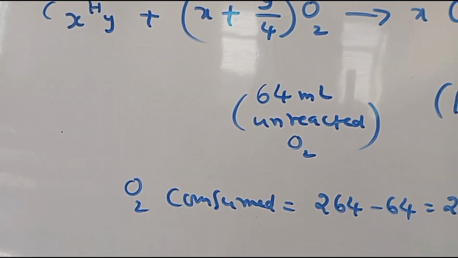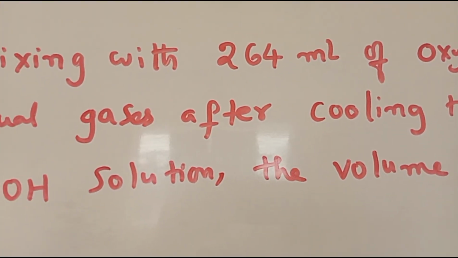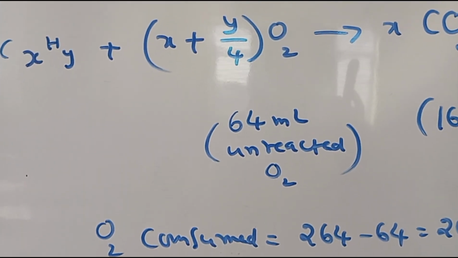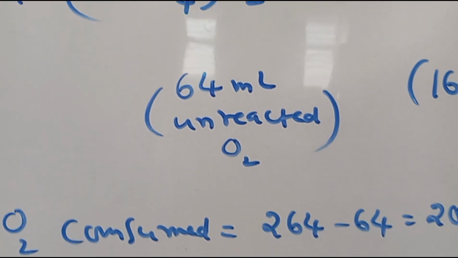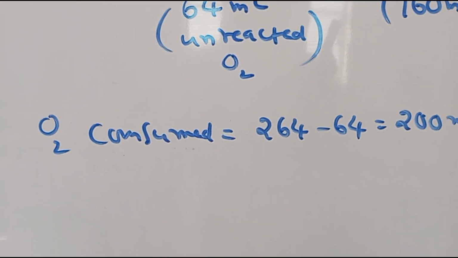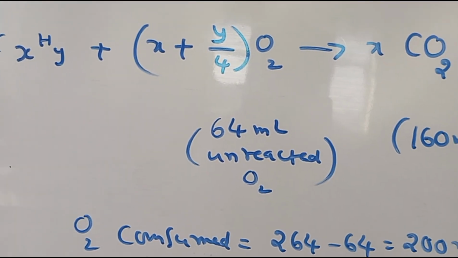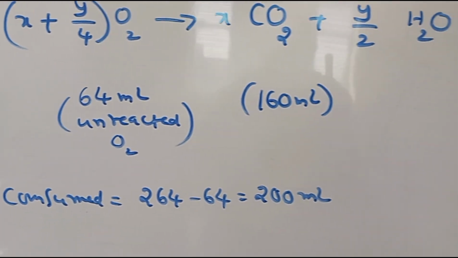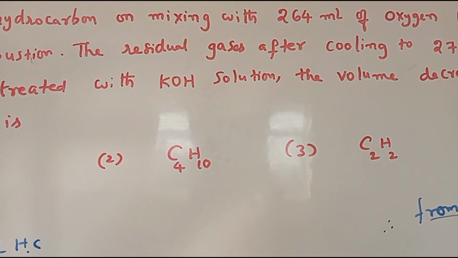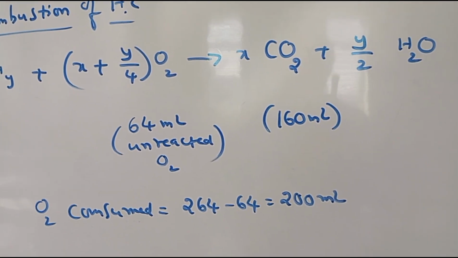So that means oxygen consumed is 200 out of 264. See, in the question they have given 264 ml of oxygen. Out of that, 64 ml is unreacted, so the remaining 200 ml is the oxygen which is completely reacted. Because once we treat the gases with KOH, the remaining volume decreases to 64. They told us the 64 is oxygen which is unreacted.